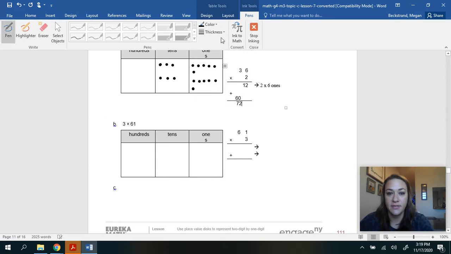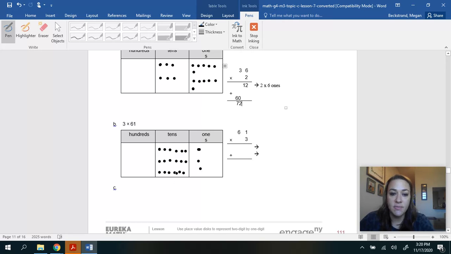All right. So let's try. We're going to represent our problem. So I have 3 times 61. So this time I'm going to have 3 groups. So I have 6 tens. There's 1, 2, 3, 4, 5, 6, and 1 one. And I'm multiplying that by 3. So I'm going to have 3 groups of 6. 1, 2, 3, 4, 5, 6. 1, 2, 3, 4, 5, 6. And then I'm going to have 2 more groups of 1.